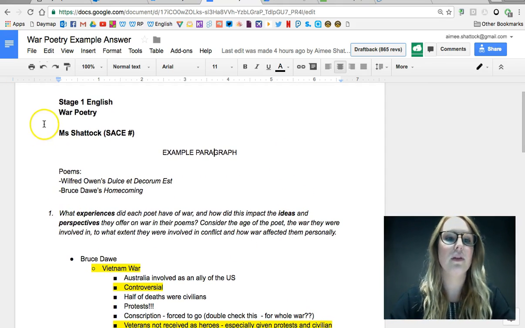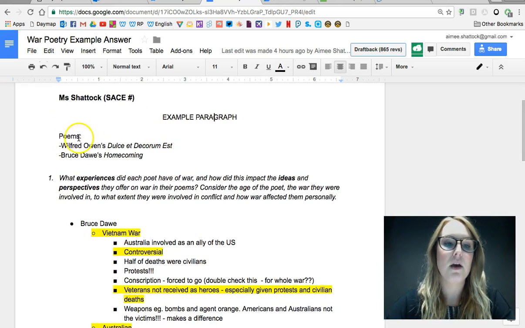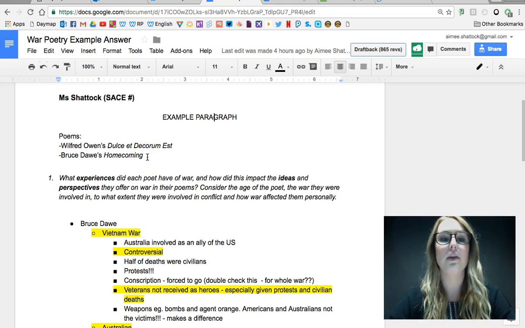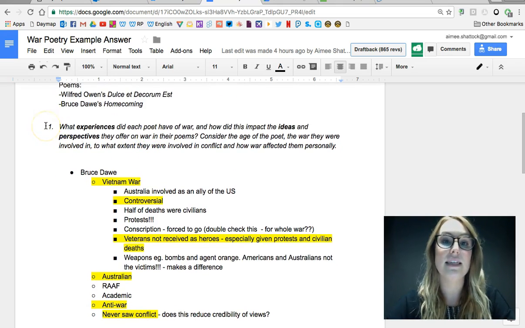Essentially, it's really important that you, like all of our documents, set it out properly at the top, with really important information like your name, SACE number, and the title of the assessment, just so I know what it is in case it gets lost. Make sure that you put your poems in some form, just so I know exactly which poems you have chosen to compare. And then it's always a good idea to put the question, or even just number one, and then your answer.